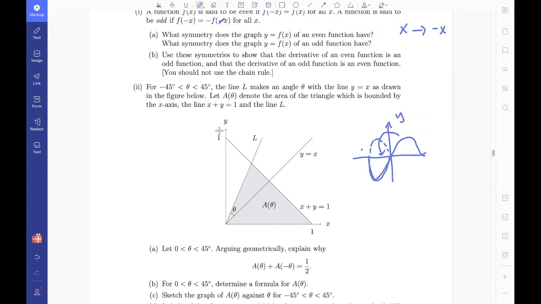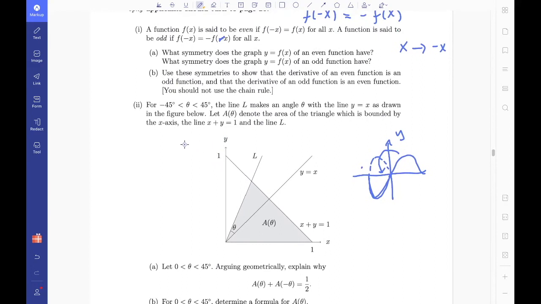Okay, so let's get on to the meat of this question. So we have a drawing here, and they're calling A theta the whole area here. It's not just this isosceles triangle there. It's the isosceles triangle plus this angle theta on this right angle triangle here.